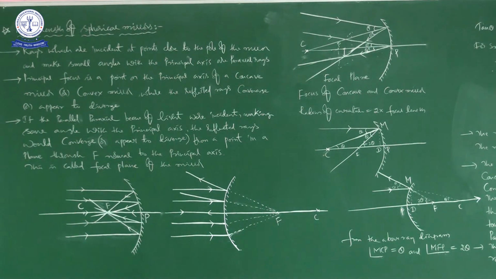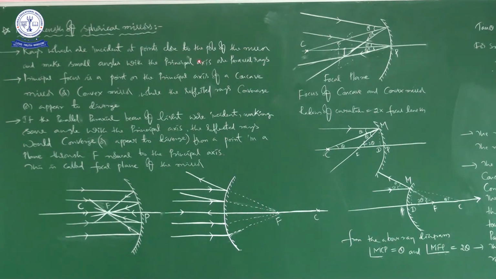Okay, right. So mirror means it is a reflected surface. Plane mirror means plane reflected surface. Spherical mirror means curved reflected surface, right? Just for point of observation, you can see here it is concave mirror, because representation is also important, no? So on the blackboard we are going to represent concave mirror like this and convex mirror like this. Okay, right. So what I am saying is, rays which are incident at points close to the pole of the mirror and make small angles with the principal axis are paraxial rays.